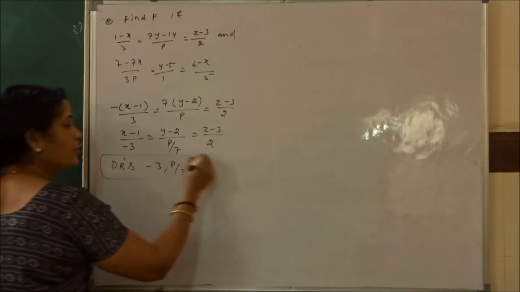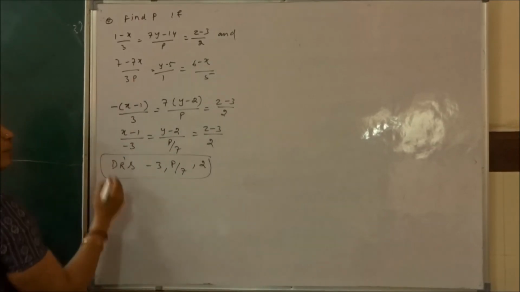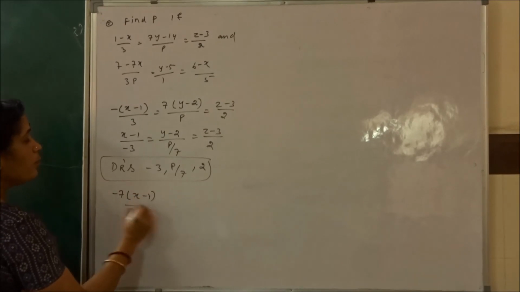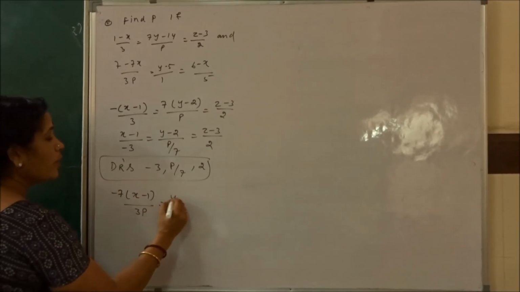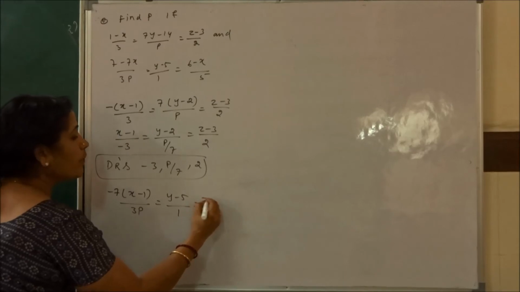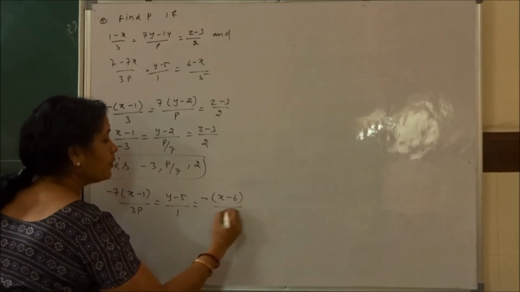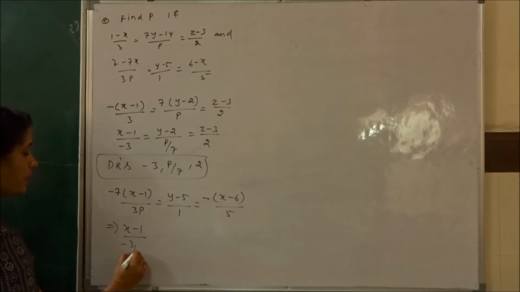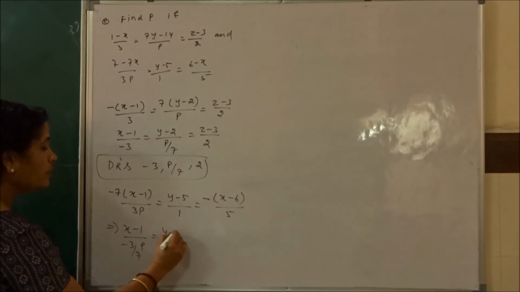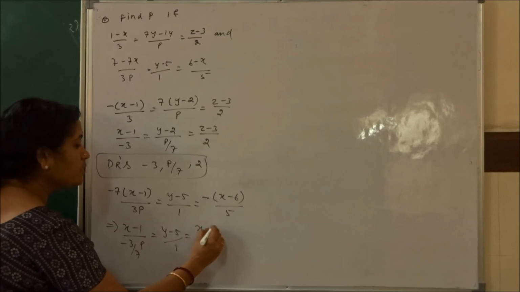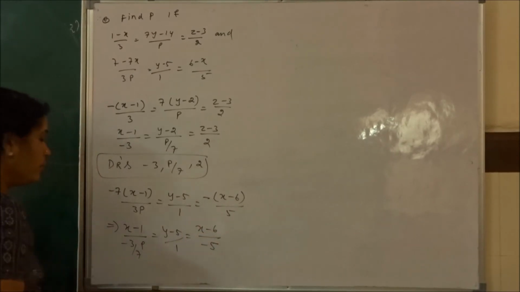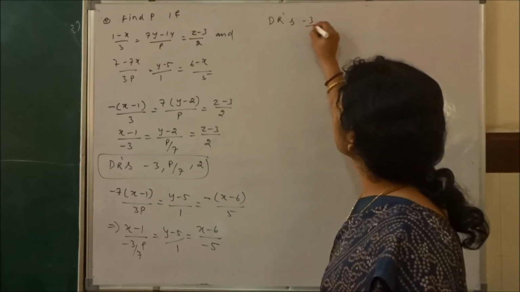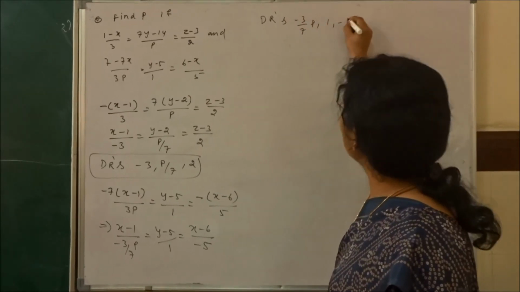Okay, fine. First direction ratio. Then next I am taking another line, so minus 7 I am taking out, x minus 1 upon 3p, that is equal to y minus 5 upon 1 equal to, if I take minus, z minus 6 upon 5. Now this implies x minus 1 upon minus 3 by 7p, that is equal to y minus 5 upon 1 equal to z minus 6 upon minus 5. Now direction ratios are, what is the direction ratio? Minus 3 by 7p, 1, minus 5.